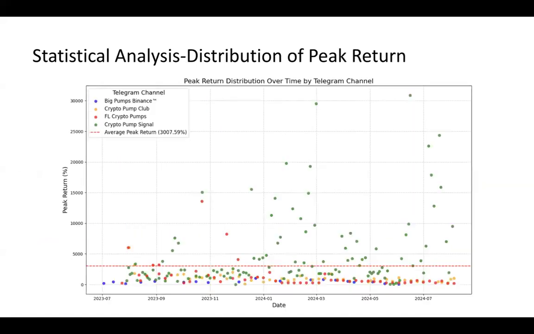To confirm whether the peak return of CryptoPump signal is a consistent outcome or simply due to outliers skewing the average, we plotted the peak return for each pump across the 4 channels. The results show that the peak return for CryptoPump signal was indeed significantly higher than that of the other channels. These findings further support our previous hypothesis that CryptoPump signal consistently outperforms in organizing pump activities and achieving higher returns.